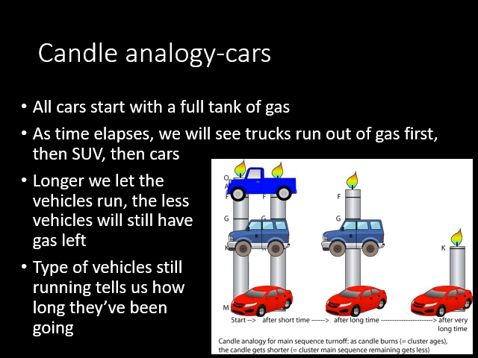The trucks, the big ones, are going to run out of gas first and they're going to pull over. Next are going to be maybe my SUVs. So I've introduced a new car here, an SUV in the middle. An SUV will run out of gas second, so that will pull over. And the car is going to have the highest fuel efficiency. That's going to take the longest time before it has to pull over because it's not going to run out of fuel until a much greater time has passed. So the longer we let the vehicles run, the fewer vehicles will still have gas left, and the only cars that have gas left are going to be the small cars.